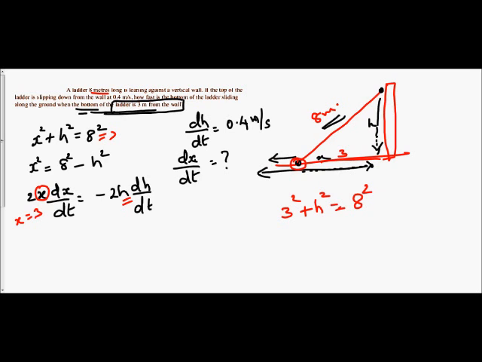What is the value of h at the point when x is equal to 3? So you can easily find out what h is. Once you find h, substitute the value here and substitute the value of dh/dt to be 0.4, and then you can find the value for dx/dt, and that's how it is supposed to be done.